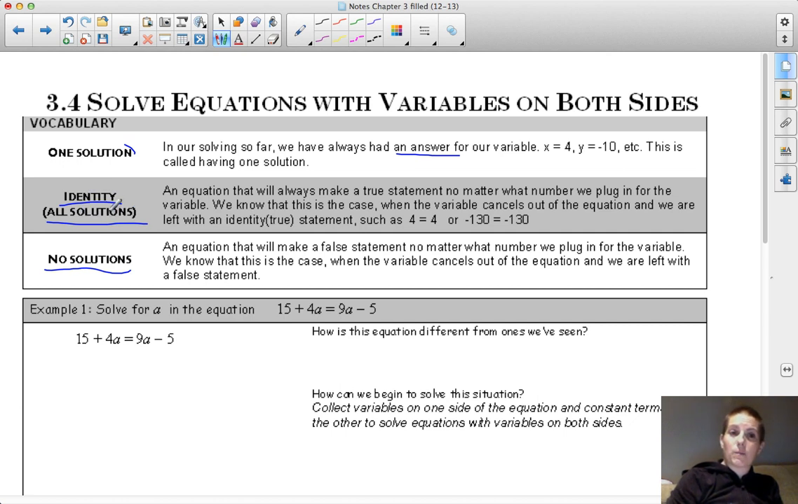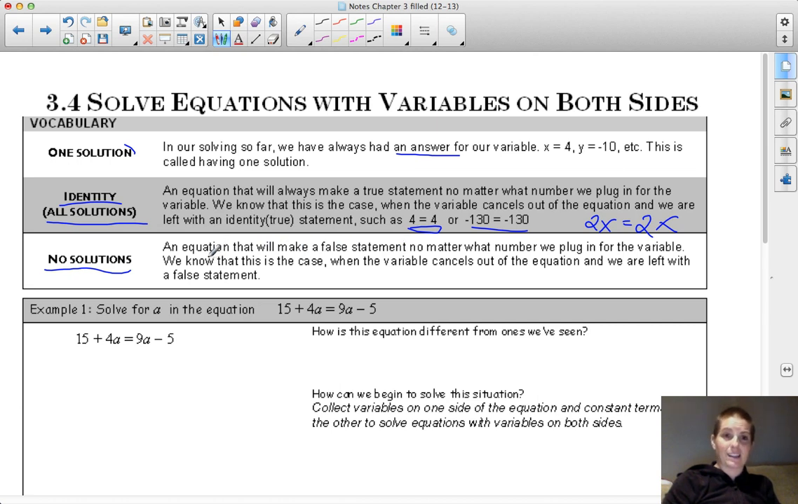In a problem where we have an identity, or infinitely many solutions, no matter what, we'll get a true statement. Because when we solve and we get to the bottom of the problem, we're going to have something like 4 equal to 4, or -130 equals -130. We might even get to a point in the problem where we have something like 2x equals 2x. It's kind of a spot where you go, duh, it's going to work.